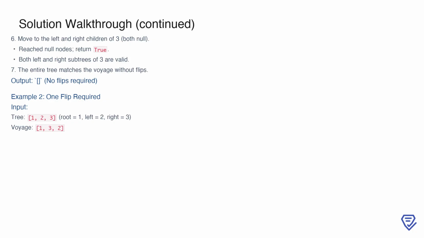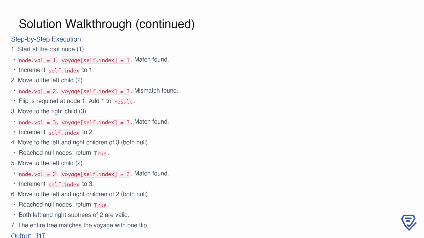Moving to the second example, the tree remains the same as before, but the voyage is now 1, 3, 2. This new voyage introduces a mismatch that will require a flip. We begin by checking the root node, which has value 1. This matches the first value in the voyage, so we increment the index to proceed. Next, we move to the left child of the root, which has value 2. However, the current value in the voyage is 3, not 2, indicating a mismatch.